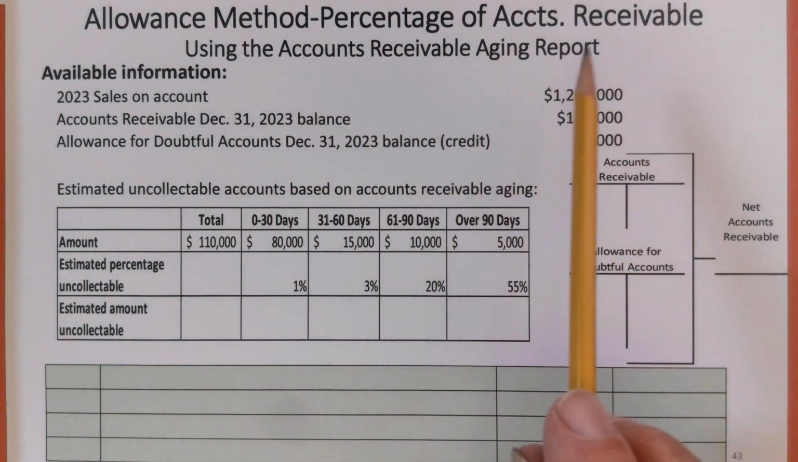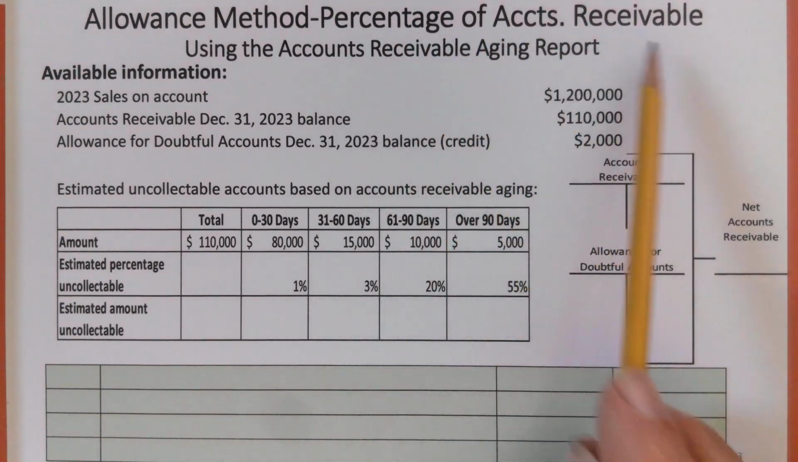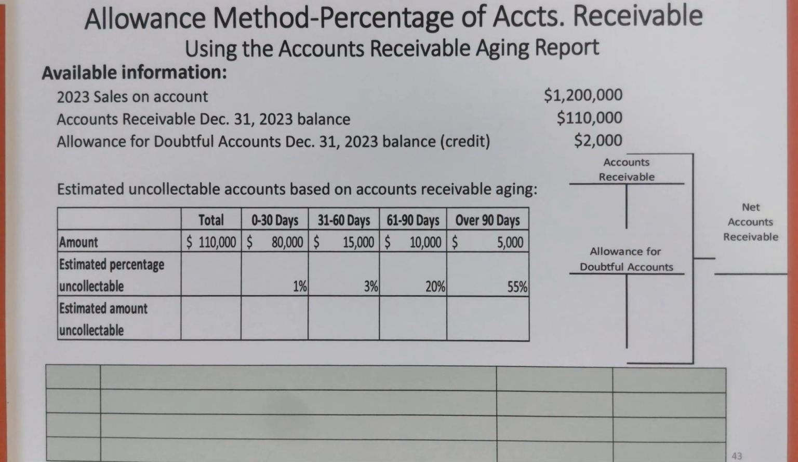So it's the allowance method, which is the percentage of accounts receivable. And this first one here, I'm going to use what's called an accounts receivable aging report. Now, this aging report would actually be many, many pages long. It would be quite lengthy, and list all of our accounts, and it would separate them by how many days outstanding they are. And then at the bottom of the report, all these would be totaled. And you see here that we have a total accounts receivable of $110,000. And of that $110,000, $80,000 is only 30 days old or less. So it's between 0 to 30 days old.